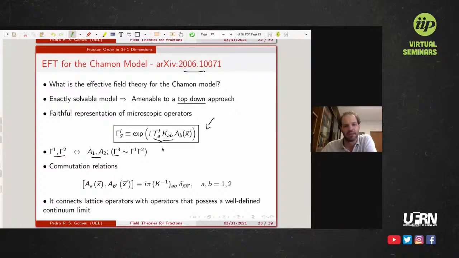Okay. A key point of this representation is that we can define some commutation relations between these new fields A, such that this map reproduces properly the algebra of Pauli matrices. This commutation relation ensures that. So then we have a map connecting operators with operators that possess a well-defined continuum limit. This is what we call a faithful representation. Let's try to see if it works.